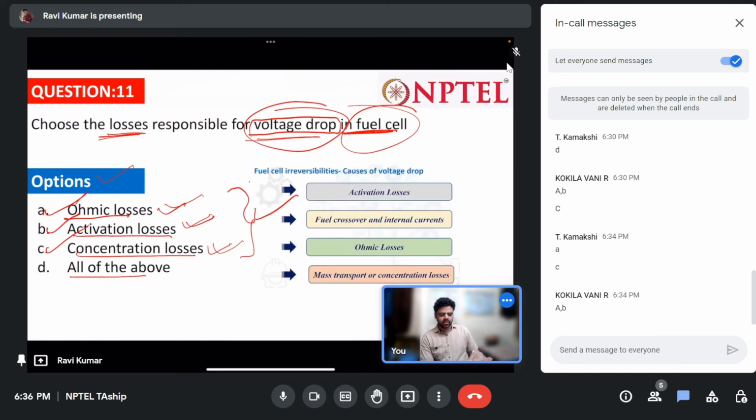This is a snap from the lecture only. So activation losses, ohmic losses, and concentration losses, all three are there. So the correct answer is D, all of the above.